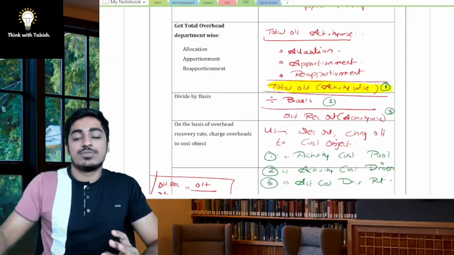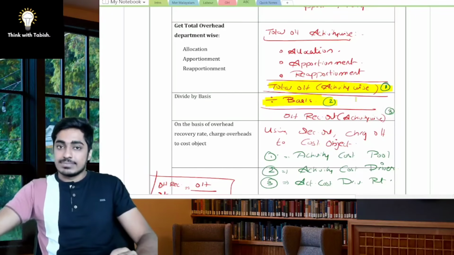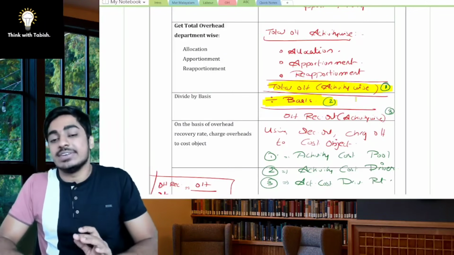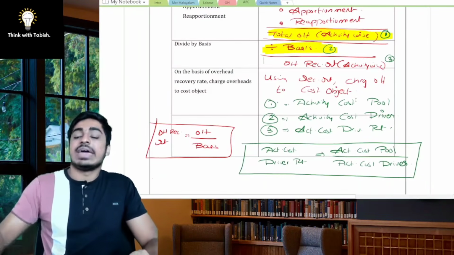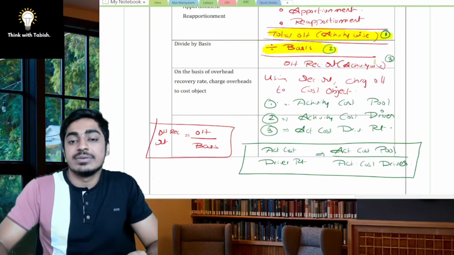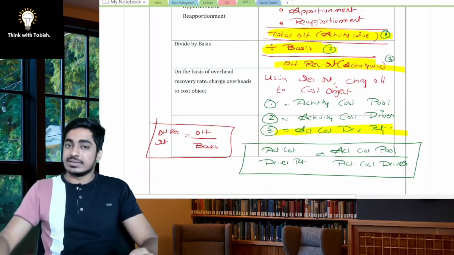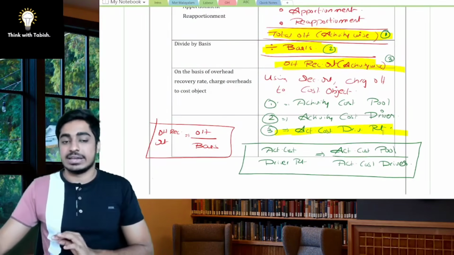And the basis, we call it activity cost driver. What is the factor which drives the cost of the activity? Basis, we are calling it activity cost driver. And overhead recovery rate, we are calling it activity cost driver rate. At what rate is this factor driving the cost of the activity?